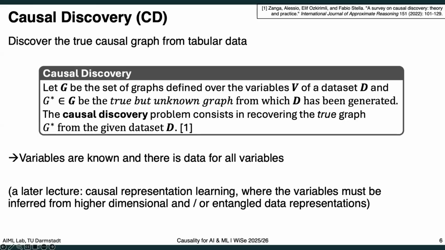But the task of causal discovery that we are looking at today is specifically the one where we have a specific set of variables. These are known. We know the nodes in the graph. We just don't know how they connect to one another.